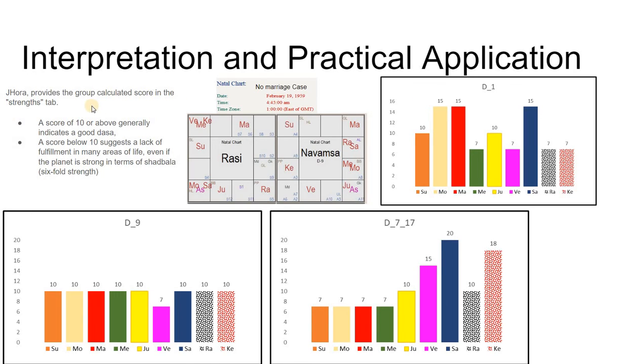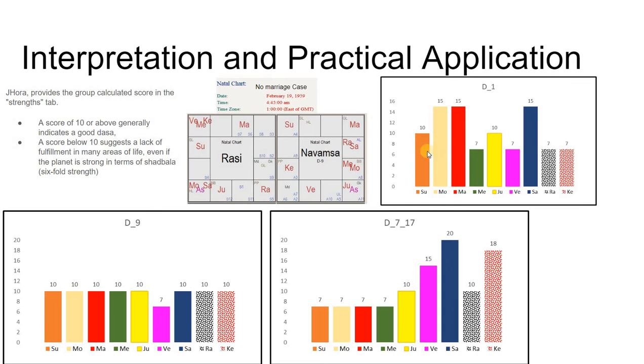Jagannatha Hora provides the group calculated score in the strength tab that we see. It's all marks out of 20, so 10 is just average, and a score of 10 or below lacks fulfillment in many areas of life. A score below 10 means very low.